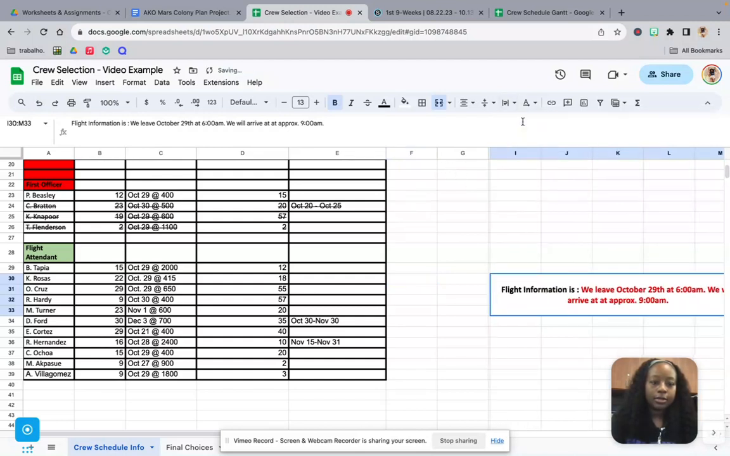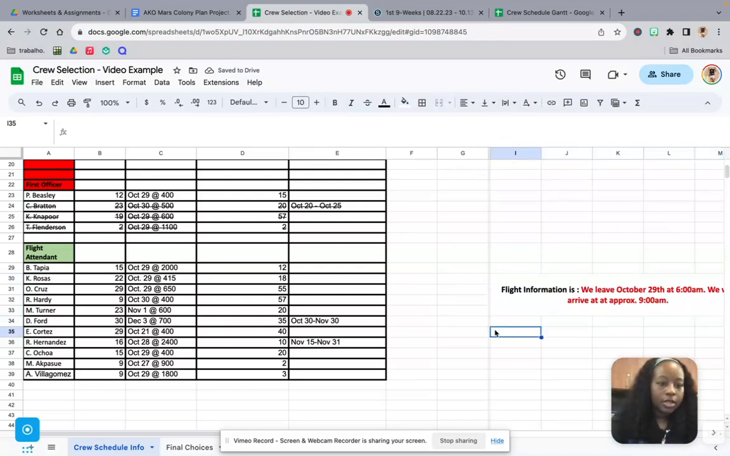And let's text wrap it. Okay. All right. So we want 2 flight attendants, still leaving October 29th at 6 a.m. So they need to be available at 5 a.m. So who's available October 29th at 5 a.m.?